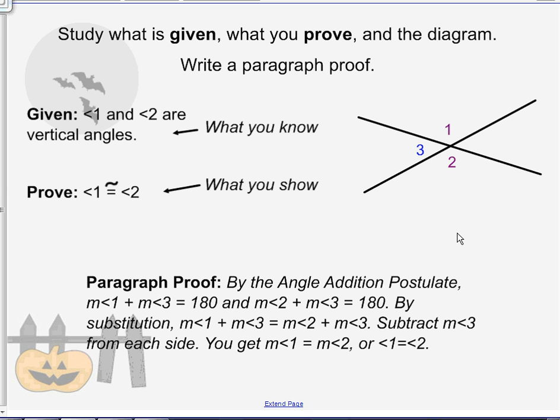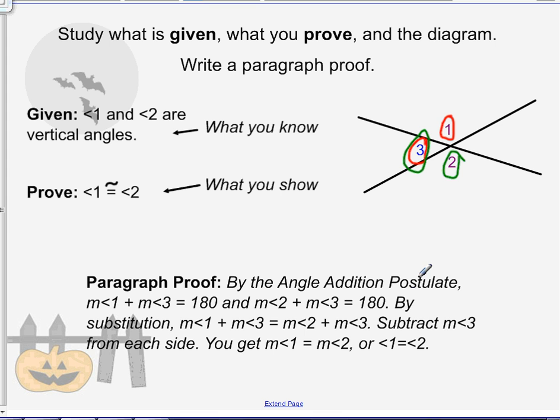So by the angle addition postulate, okay, which we learned about, we can say that the measurement of angle 1 plus the measurement of angle 3 equals 180. So we're talking about this angle and this angle equal 180 degrees. And we can see that because this is a straight line and they are collinear angles, okay? We also know that angle 2 and angle 3 are also 180 degrees.